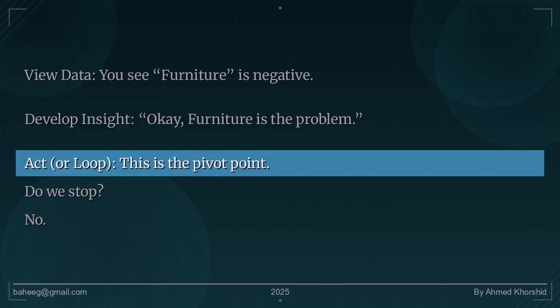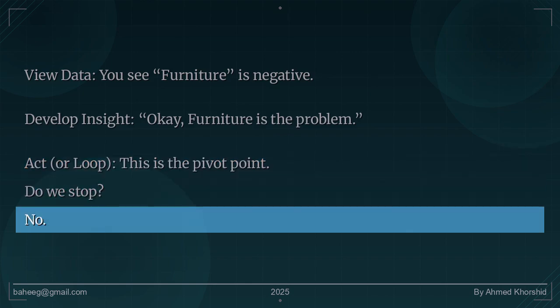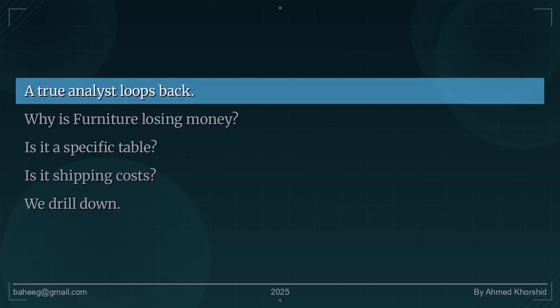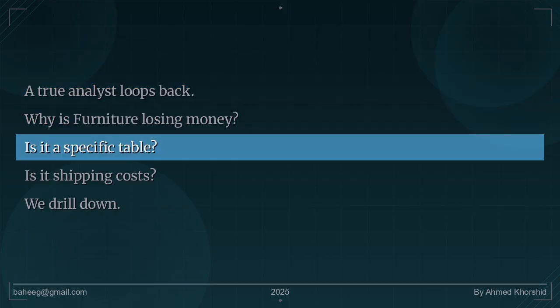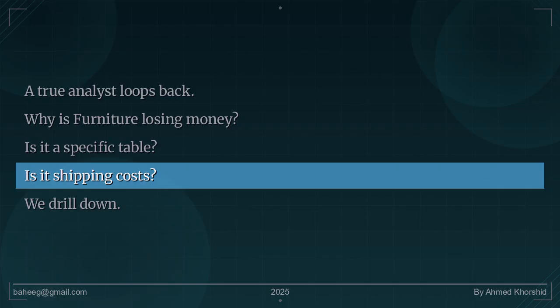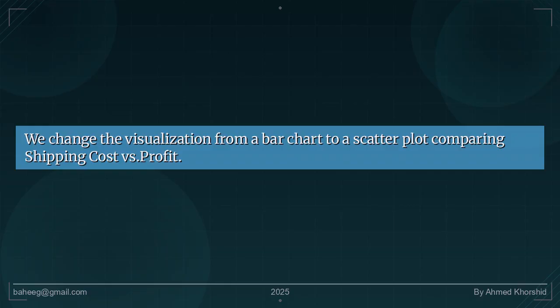Act, or loop, this is the pivot point. Do we stop? No. A true analyst loops back. Why is furniture losing money? Is it a specific table? Is it shipping costs? We drill down. We change the visualization from a bar chart to a scatter plot comparing shipping cost versus profit.